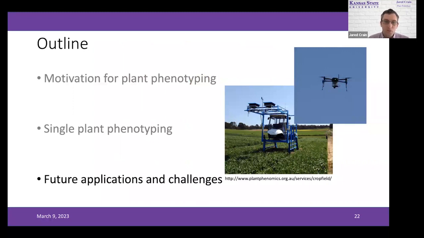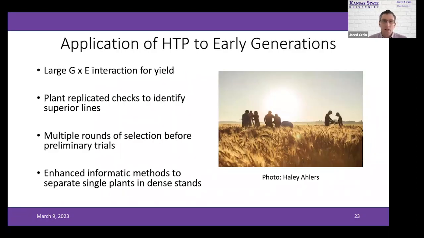So I'd like to conclude with some future applications where I see opportunity for single plant phenotyping. From this study, which I would call the first proof of concept, the tip of the iceberg, we know that we're going to have large G×E interactions. As informatic methods improve, we could use single plants that aren't going to take up much space. We could plant some designated checks that we know are really good, plus a check that is lower performing, as a way to identify in season which plants we may want to carry forward. Ideally, this will give us multiple rounds of selection before plants are hitting preliminary yield trials. So hopefully we can increase that rate of genetic gain.